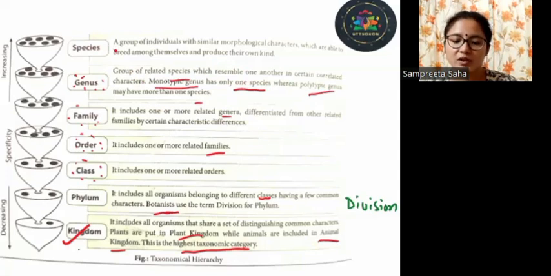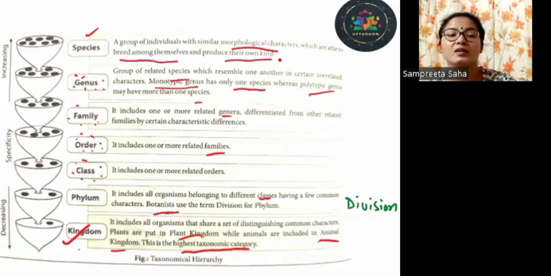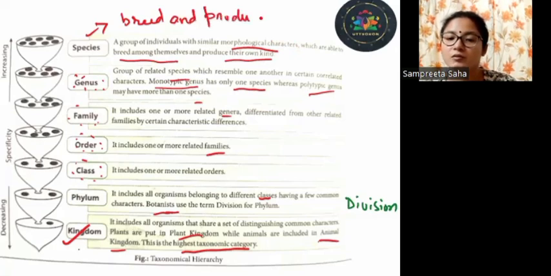Next, we have species. It's a group of individuals with similar morphological characters which are able to breed among themselves and produce their own kind, which is fertile. So species, they are able to breed and produce fertile offspring.